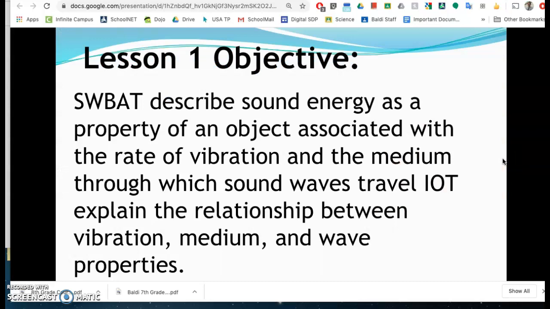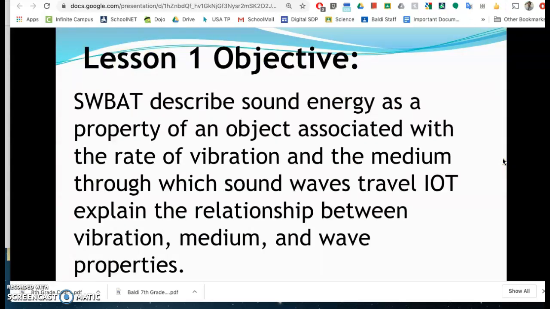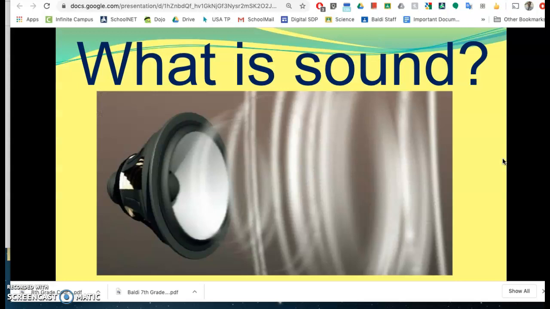So this specific objective for this lesson: describe sound energy as a property of an object associated with the rate of vibration and the medium through which it travels, in order to explain the relationship between vibration, medium, and wave properties. It's all about relationships right now. You 7th graders love your relationships, so why not talk about the relationship between sound energy and mediums? All right, so what is it?